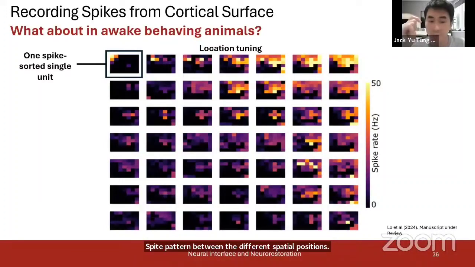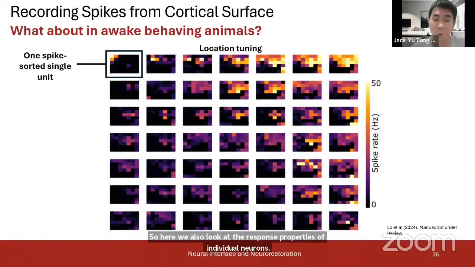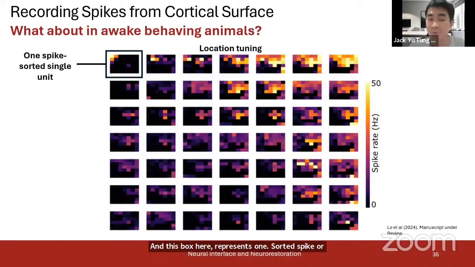So here we also look at the response properties of individual neurons. And each box here represents one sorted spike or potential single unit. And the color represents the spike rate, the firing rate of that isolated neuron when the rat was at different positions in the rectangular enclosure. And the layout of each heat map represents the actual spatial location in the test enclosure. So for example, the neuron on the top right has the highest activity when the rat is moving around the upper right corner of the enclosure.